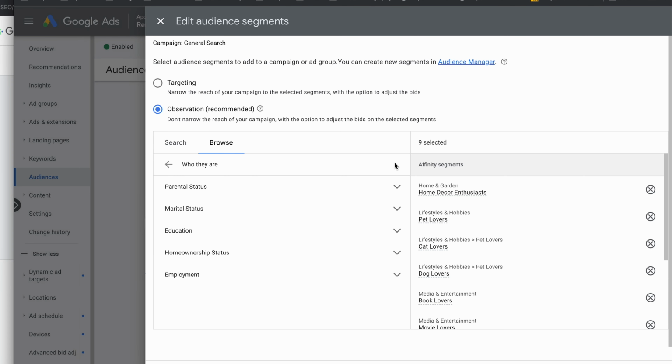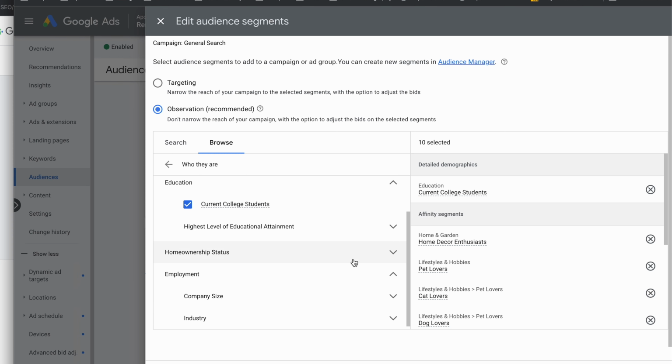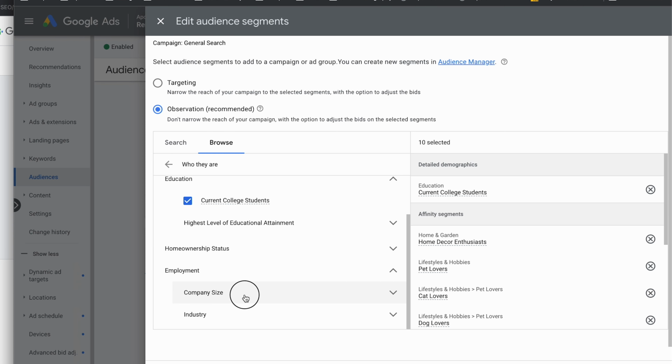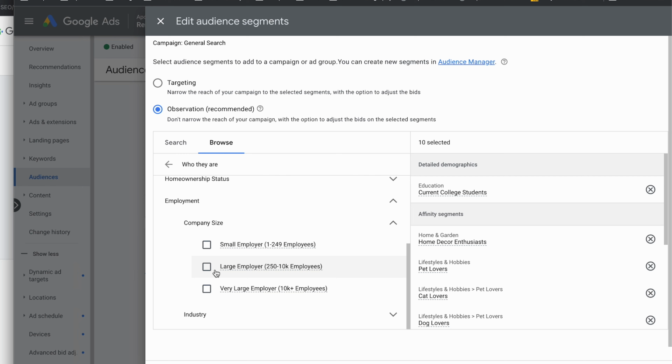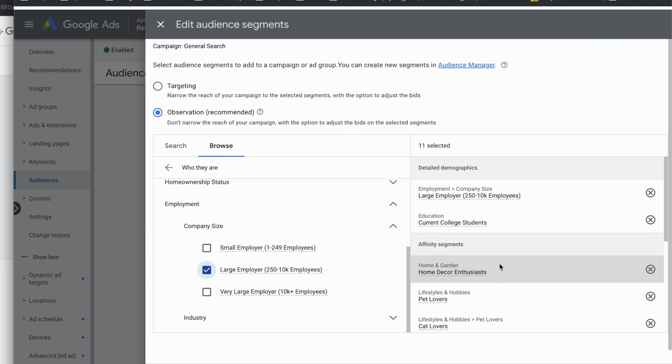So for instance, depending on the type of ad that you're running, you can look at income. You can look at gender. You can look at all sorts of different demographic and geographic details that are going to more likely target your audience. You can also upload or segment in Google Analytics.